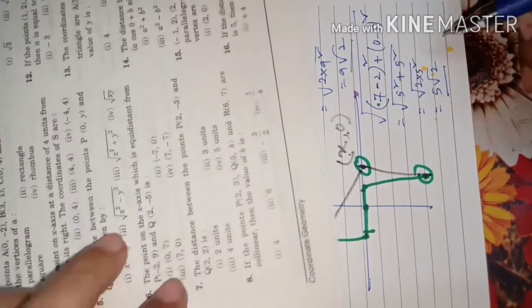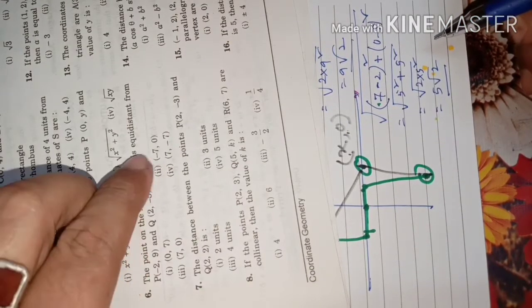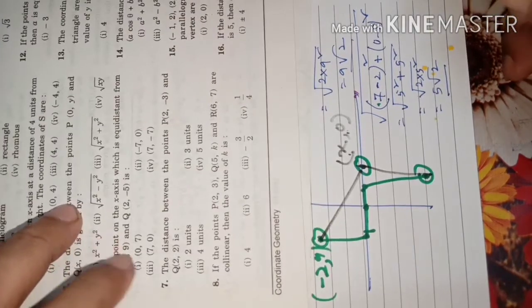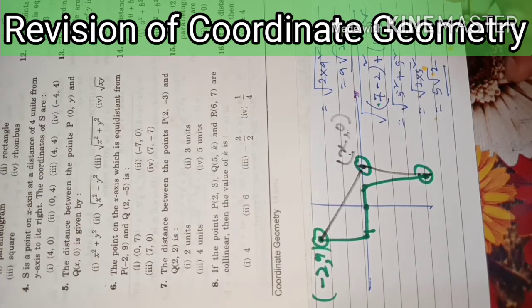That means obviously this (7, 0) cannot be the answer. (Minus 7, 0) will be the answer. Clear, students? So you can check also that (minus 7, 0) will be the answer.